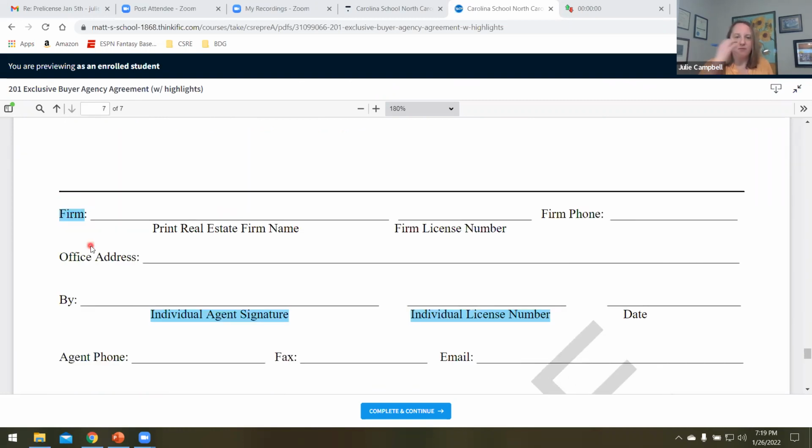And then we have the firm information. Again, the firm name, license number, signed by the individual agent. As a general agent with the firm, I'm allowed to sign the agency agreement on the buyer's behalf. And all agency agreements have to have my license number.